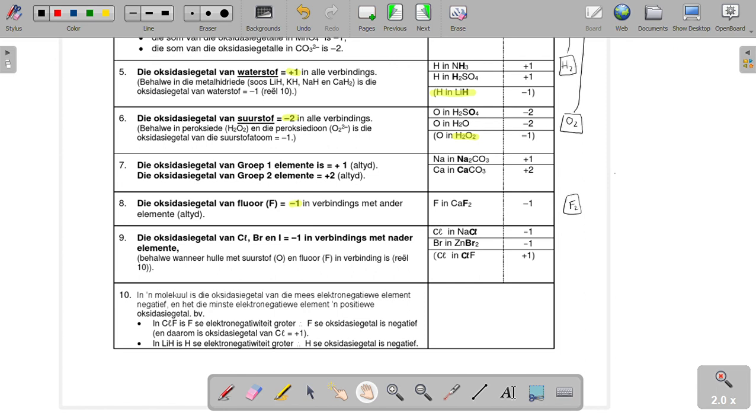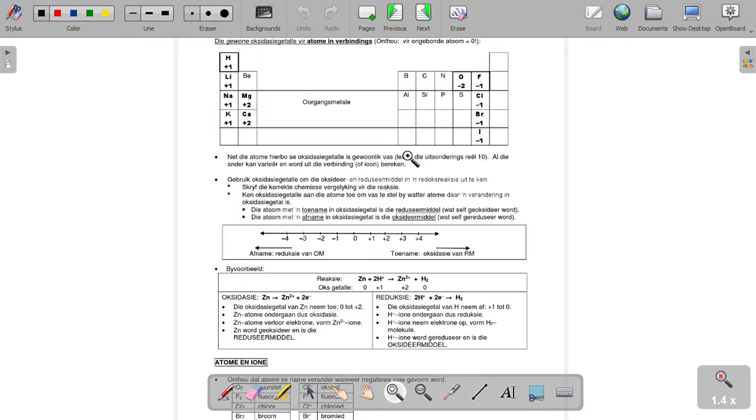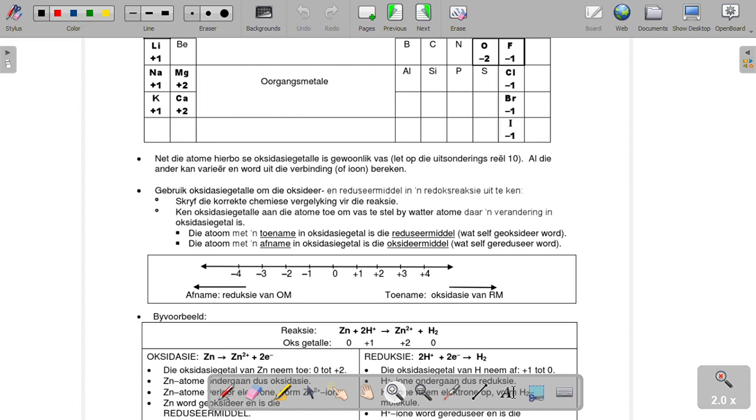And I'm going to stop there now, so you guys can go through that on your own. Then, this is just a summary of what is said on the previous page.